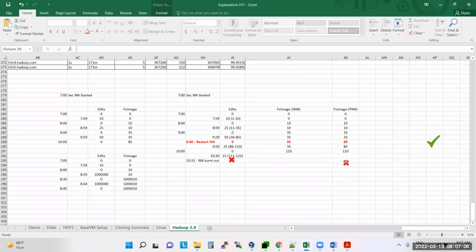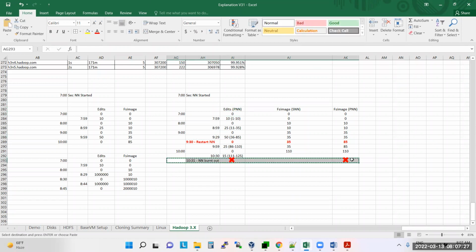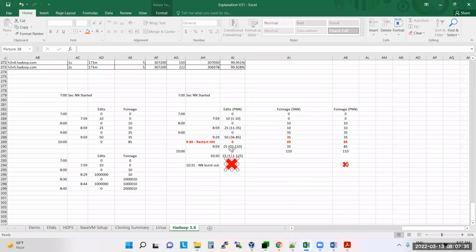So name node burnt out means this hard disk is also gone, this hard disk is also gone. Yes or no, guys? Yes, sir. So now this is edits in the primary name node. Right? So now the name node burnt out at 10:30, which caused both the disks of the primary name node to be down. Correct.